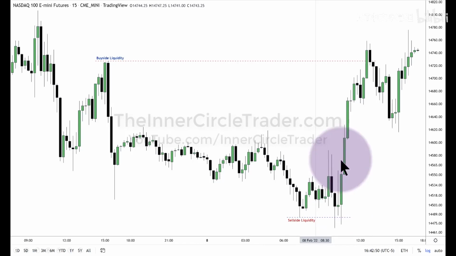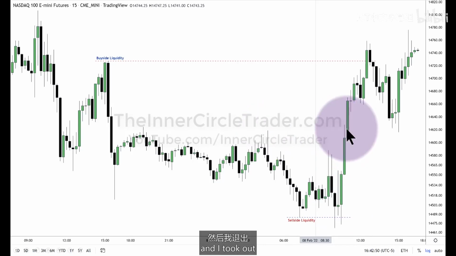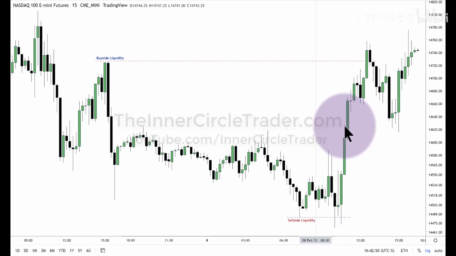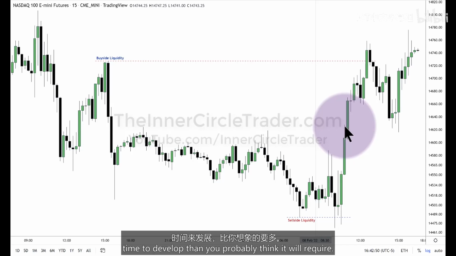I bought a run up here, and I took out on this candle here. I got out on that high. Now, I could have held it, but to do so would be painting the picture that you can do this and take down these types of trades all the time. When the reality is you're going to require a lot more time to develop than you probably think it will require.